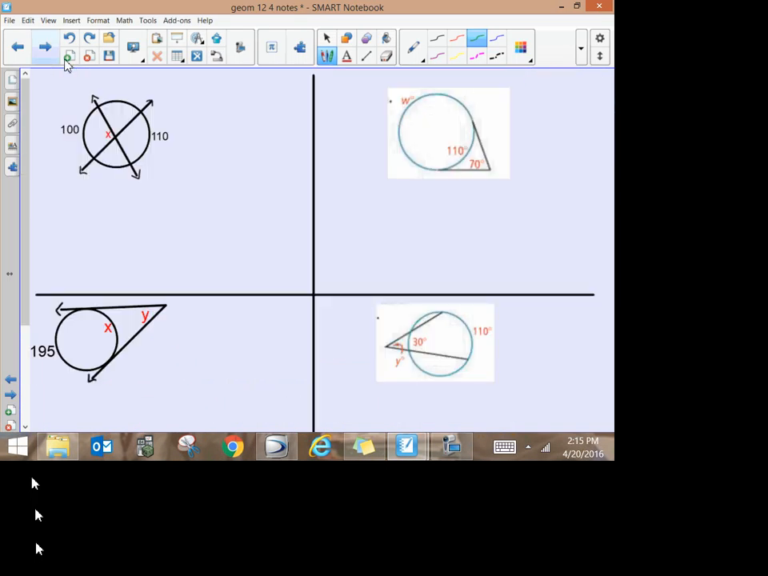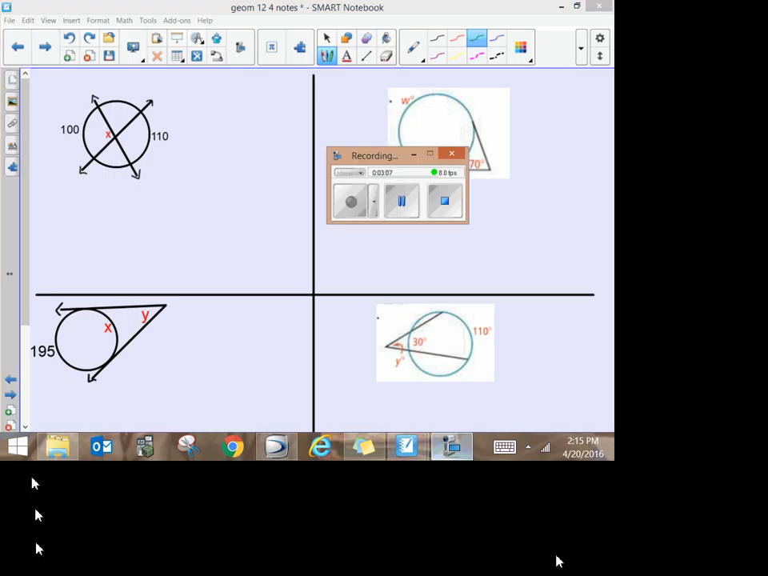Let's talk about some examples. All right. You want to try the 4 of them and then regroup? Yeah. All right. Let's do it. I'm going to stop this. And this first one. Who can tell me how to find X? X is the angle. Lily.